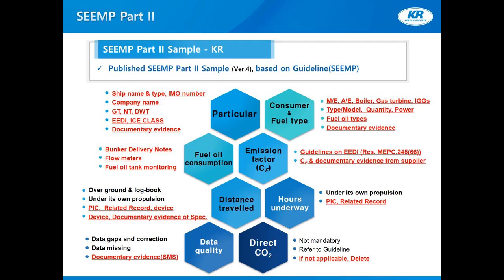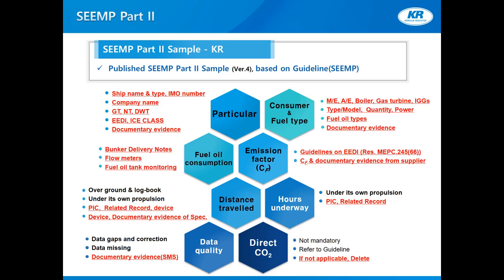The distance is the distance traveled while the ship is underway under its own propulsion. Distance traveled over ground in nautical miles should be recorded in the logbook in accordance with SOLAS regulation. The hours underway should be an aggregated duration while the ship is underway under its own propulsion. For distance traveled and hours underway, the contents of the sample are based on the guidelines. So please specify the actual procedure used to collect distance and hours on board.